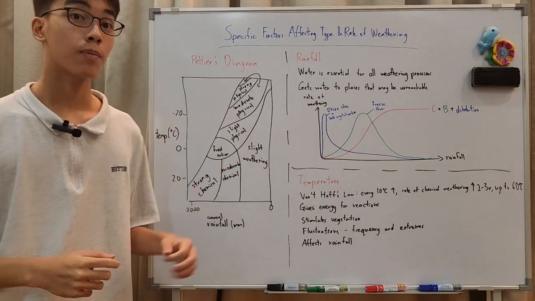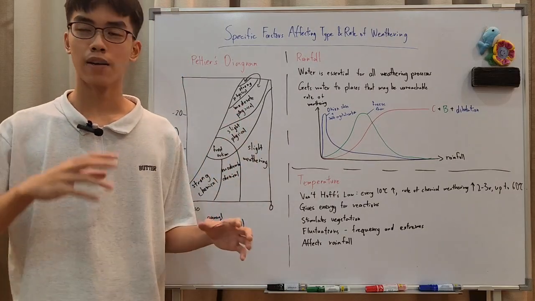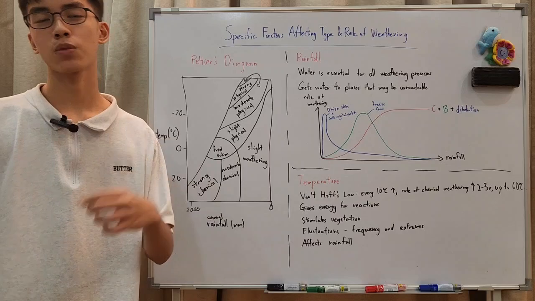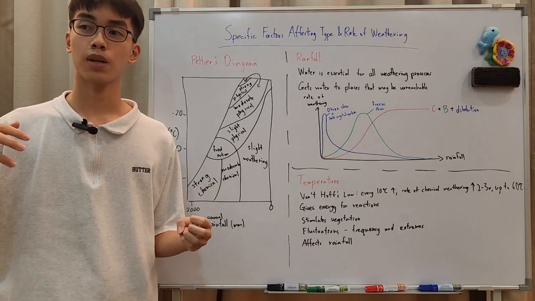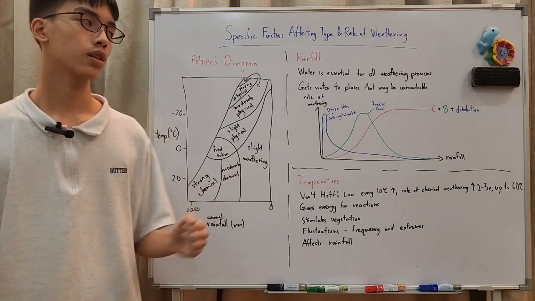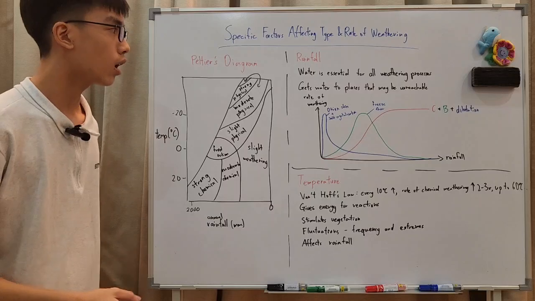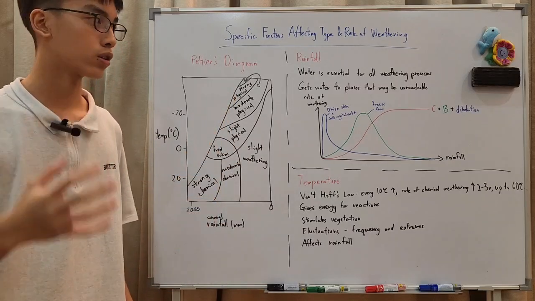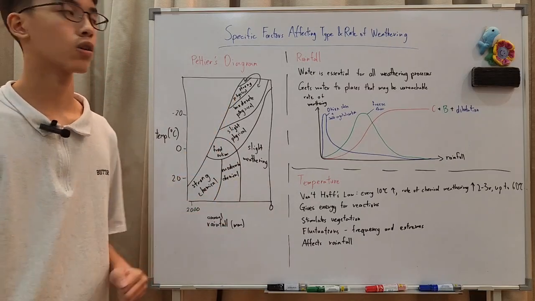Rainfall gets water to places that may be unreachable. That basically means in mountains, you don't have the ocean splashing water on. You don't have a lot of streams that can get water and wet your area. So rainfall helps you get water to maybe flatlands or maybe mountains.